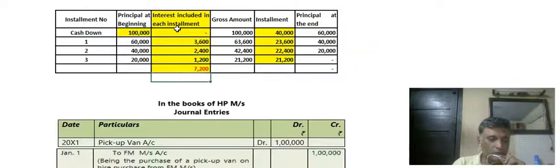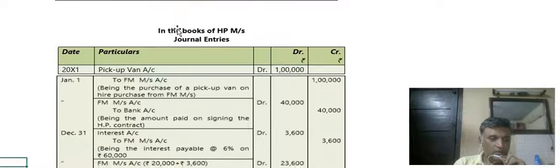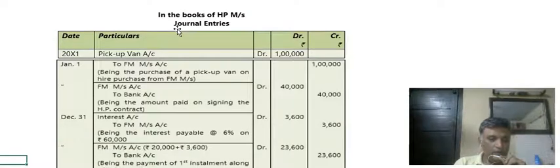Keep these figures in mind because the accounting entries are important, and the numbers for those entries will flow from this table one. Right, so let's start with the accounting entries, the books of hire purchaser. What is the first entry? Hire purchaser will get the asset. So the entry he has to pass is pickup van account debit to hire vendor, right? Because he gets the asset and he will give a credit to the hire vendor. What is the price? The cash price of the asset, which is actually 1 lakh.